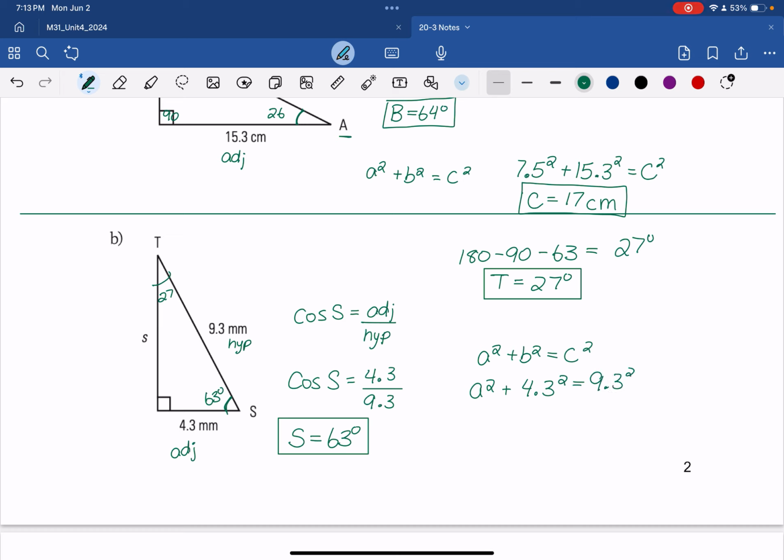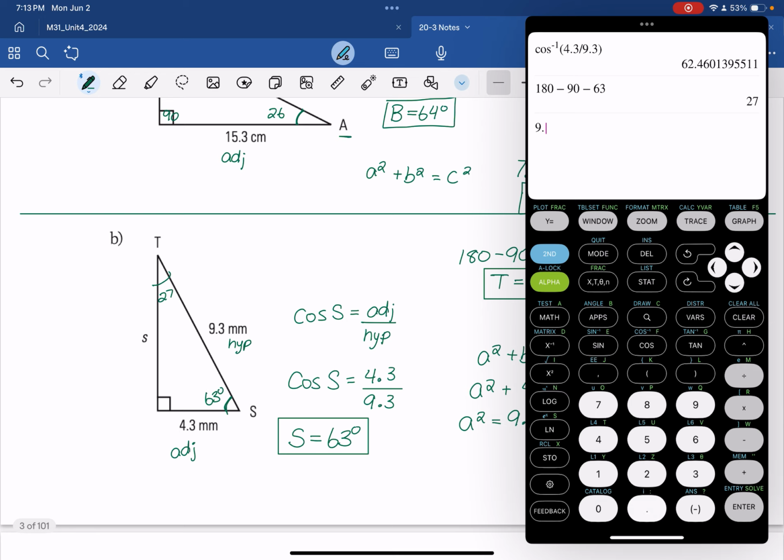So if I rearrange this and I subtract the 4.3 squared from both sides, 9.3 squared minus 4.3 squared will give me a squared. So 9.3 squared minus 4.3 squared. And remember, we have to take the square root of that answer. So my answer is going to be, and we'll go to the nearest tenth, so 8.2.